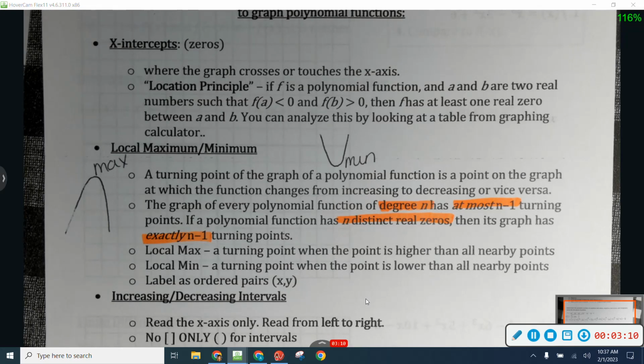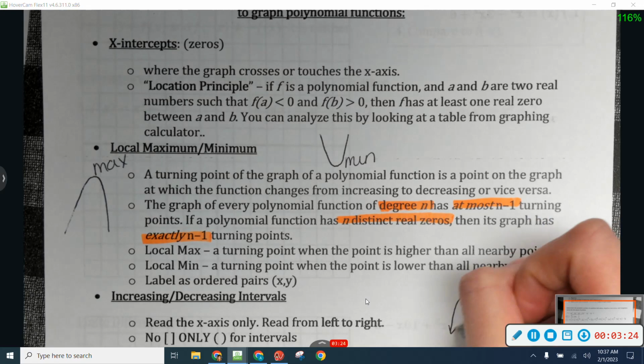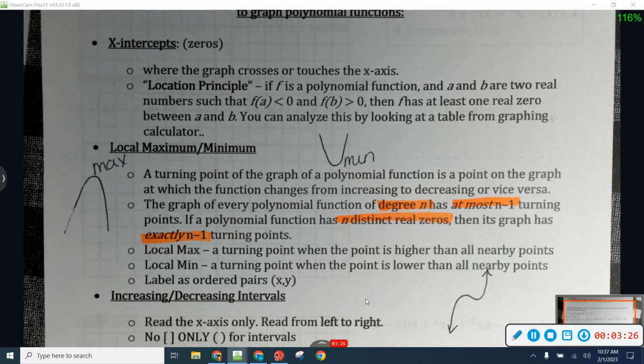Do I have any turning points on a straight line? No. If I have x squared, that's a parabola. How many turning points do I have for that? I would have 1. It would either be my vertex, which is a max or a min. Okay? If I have a cubic, then I should have 2. Okay? Do you see? So you always have 1 less than your degree for your turning points. Okay?